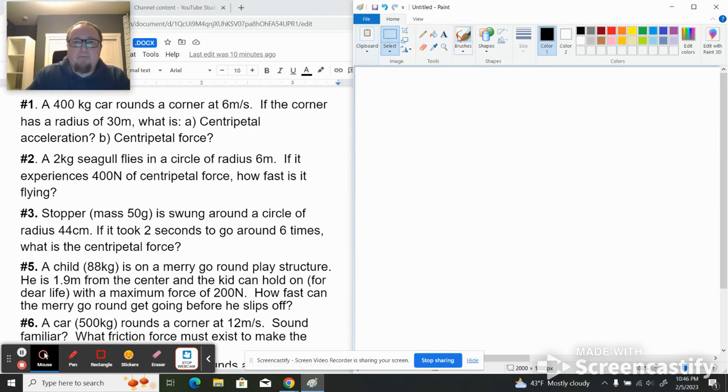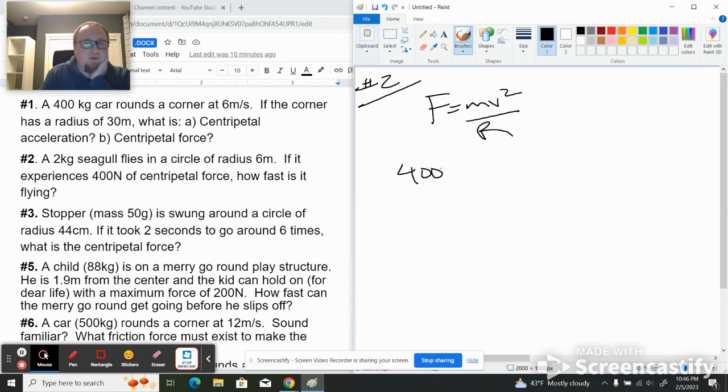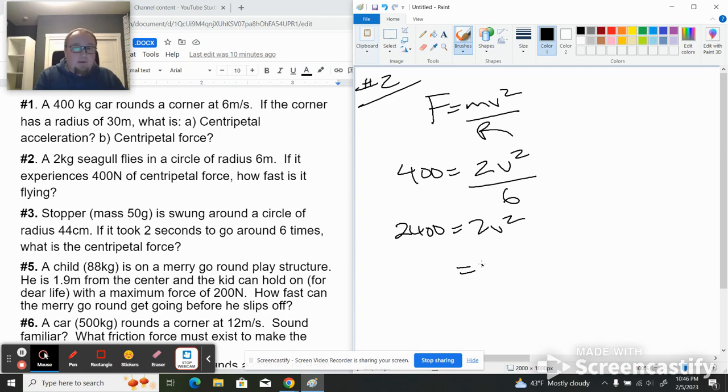All right, number two. We've got a seagull that flies in a circle of radius 6. If it experiences 400 newtons of centripetal force, how fast is it going? So force equals mv squared over r. It feels 400 newtons, its mass is 2, and its radius is 6. What I've got to do first is move that 6 up, so I get 2400 equals 2v squared. Then divide both sides by 2, and I get v squared equals 1200. And I take the square root of 1200, and I have no idea what that is.